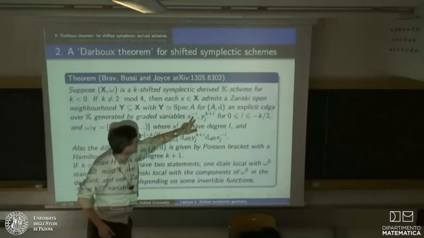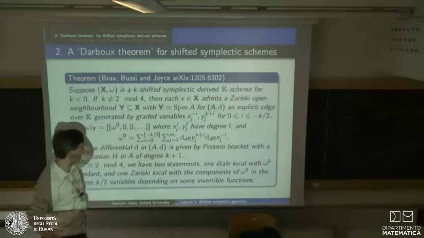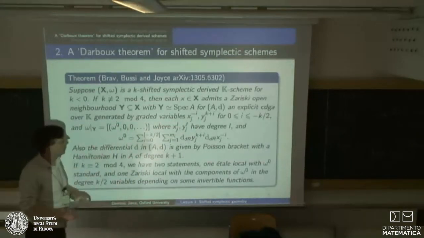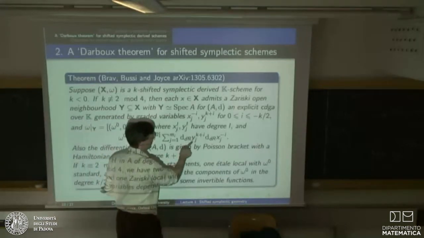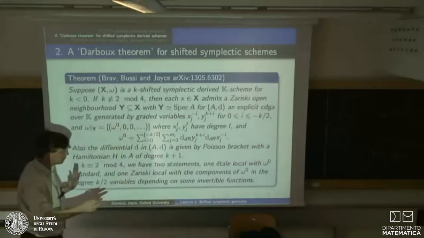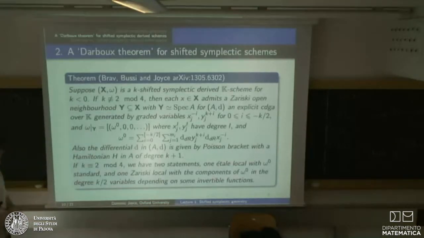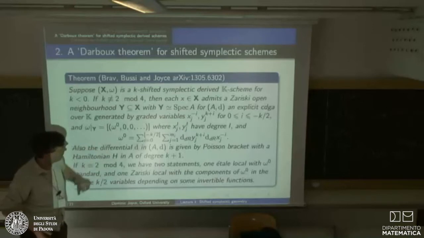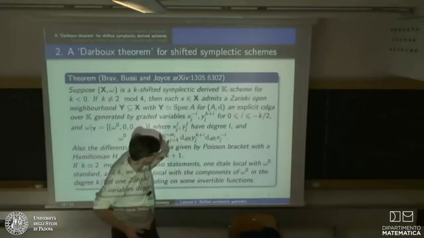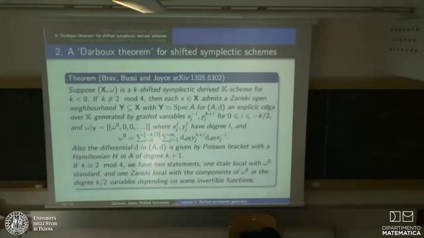The top index here is the graded degree of the variables, and omega 0 is just the sum of dy's wedge dx's. So the y's and the x's are dual variables in complementary degrees. The degrees always add up to k, and we just have this usual form. If this wasn't graded, this would be the usual Darboux theorem in ordinary symplectic geometry.